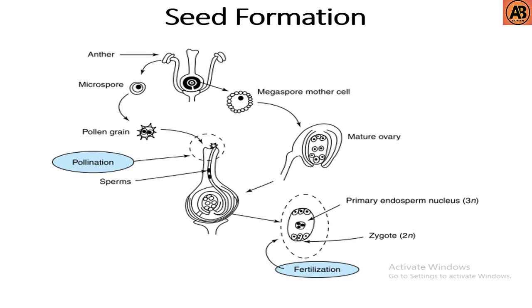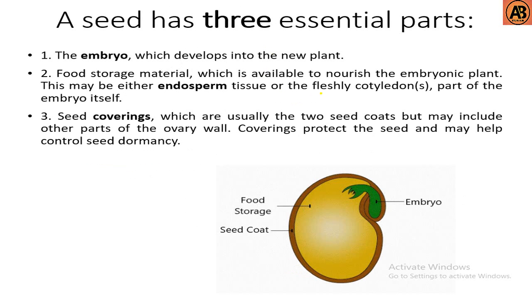In this video we will discuss an important topic, that is seed formation. Before starting the topic, firstly I would like to tell you about the parts of a seed. We know that a seed has three essential parts. First one is embryo, second one is endosperm, and third one is coverings.